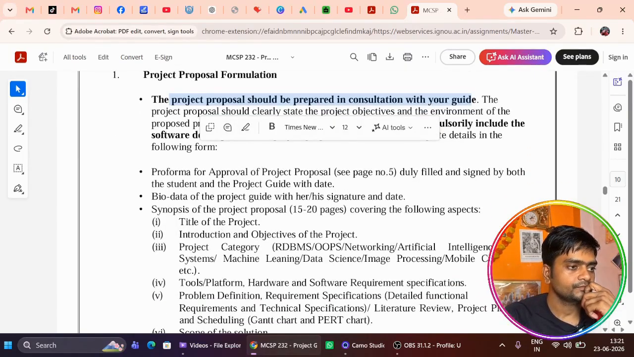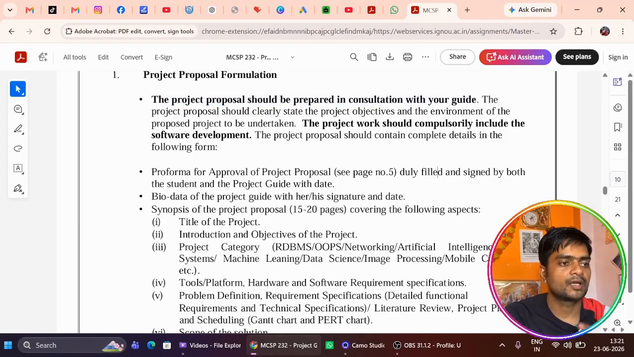Now the project work should compulsorily include software development. The project proposal should contain complete details in the following form.